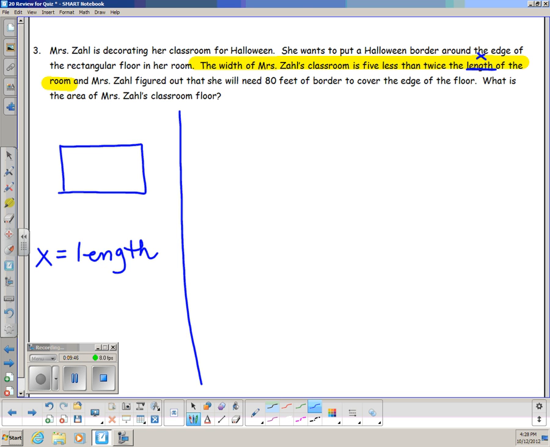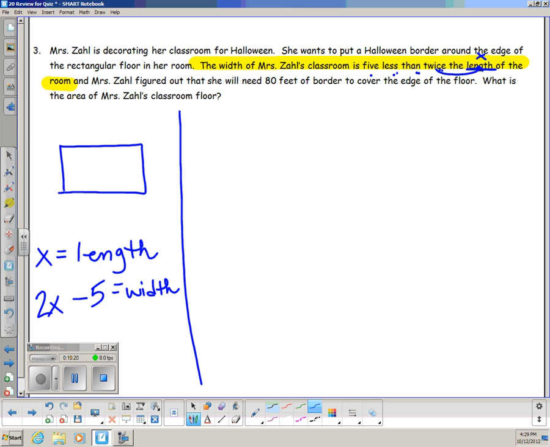Then, what's the subject about? Well, the subject of the sentence is the width. The width of Mrs. Zoll's classroom is 5 less than twice the length, or 5 less than twice X. Less than gets translated backwards. So 5 less than is minus 5. I'm going to go backwards here. So I'm going to write my minus 5, and then in front of it, I'm going to write 5 less than twice the length, 2 times X. So this translates to 2X minus 5, and that's the width.